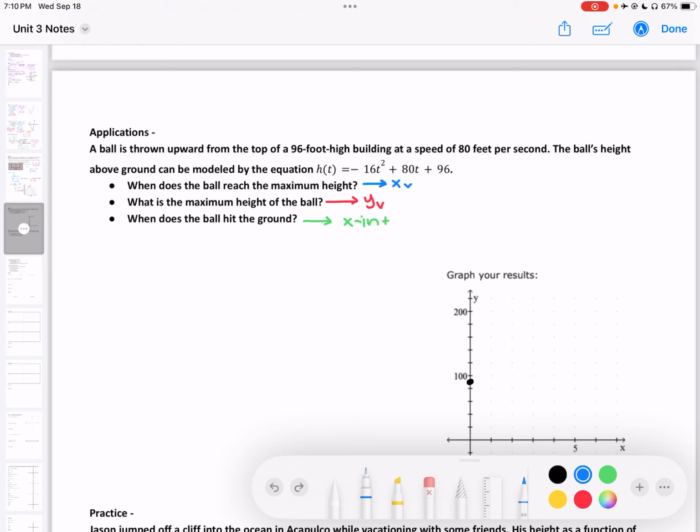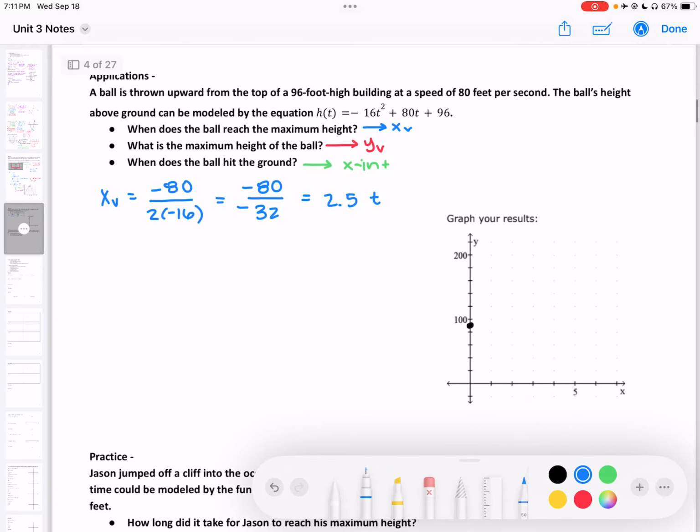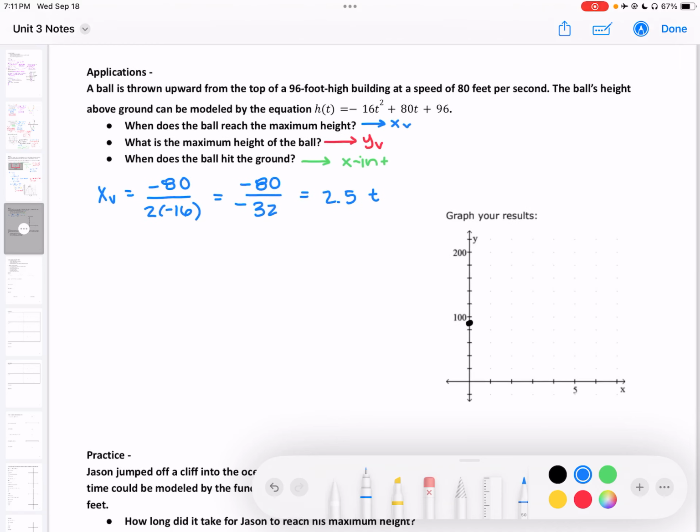So let's start by finding the x-coordinate of the vertex. We have negative 80 over 2 times negative 16. That's going to be negative 80 over negative 32. Yes, it's fine that this is going to be a decimal because we're working with time and we're not really expecting this to be a perfect number. So the time it takes to reach the maximum is going to be 2.5 seconds.